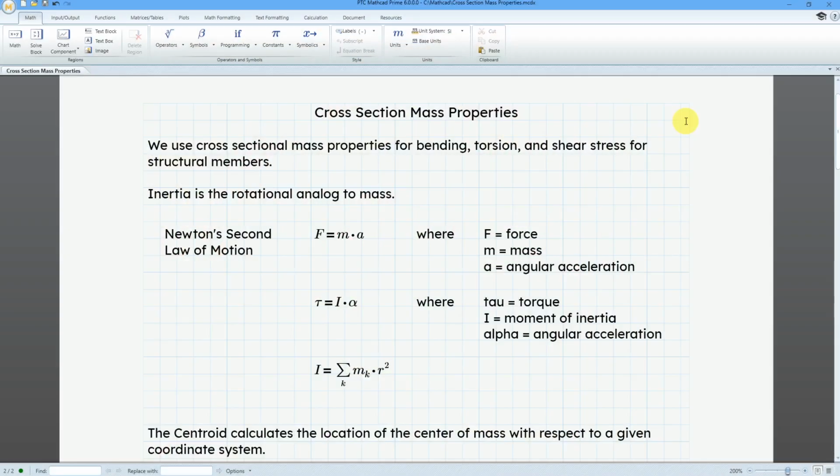Here I am in PTC Mathcad Prime, which I have used to document the different calculations related to cross-section mass properties. The reason that we use cross-section mass properties is to help us calculate bending, torsion, and shear stresses for different structural members. To do that, we need to use something called the inertia. And the inertia is the rotational analog to mass.